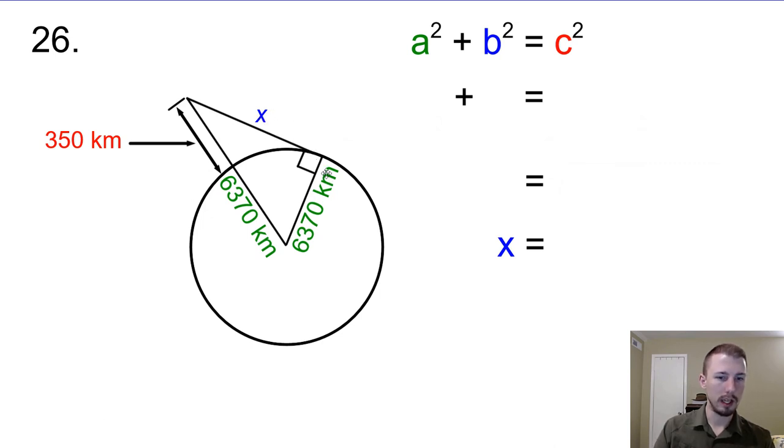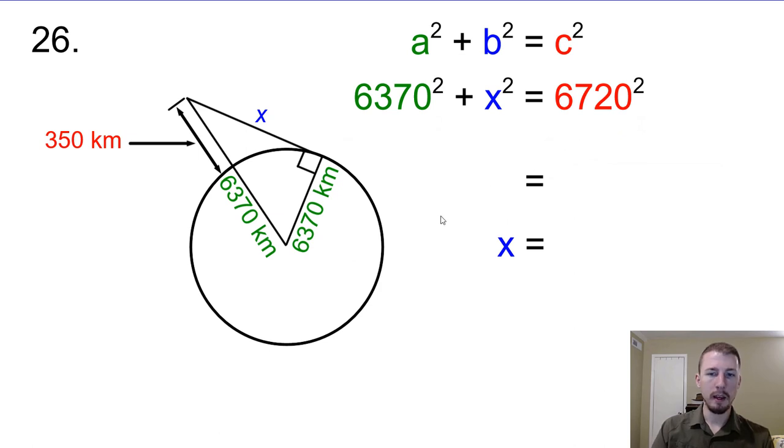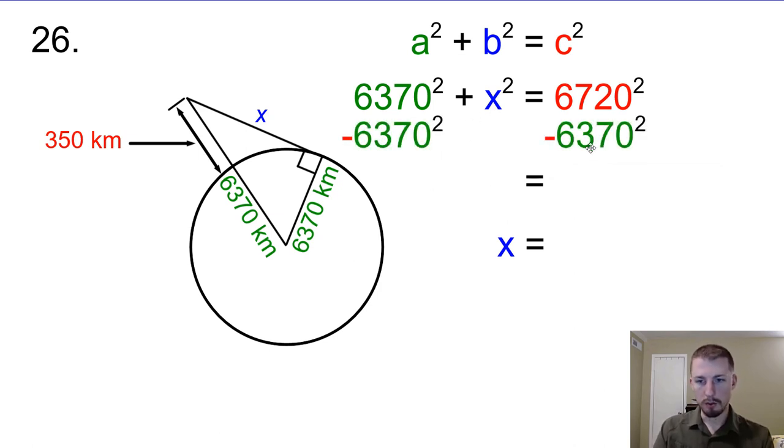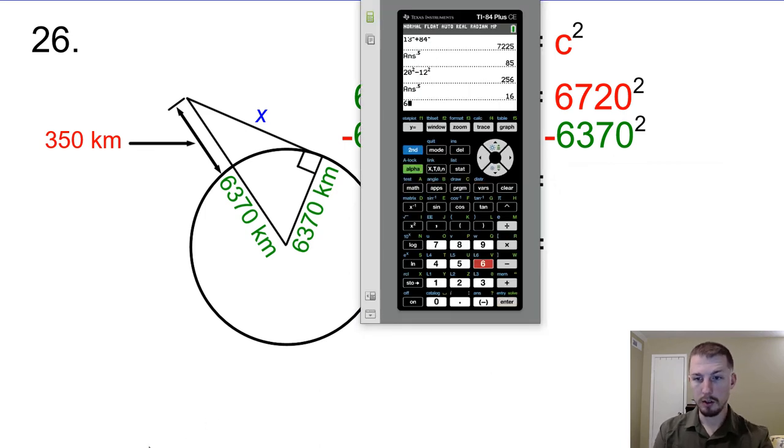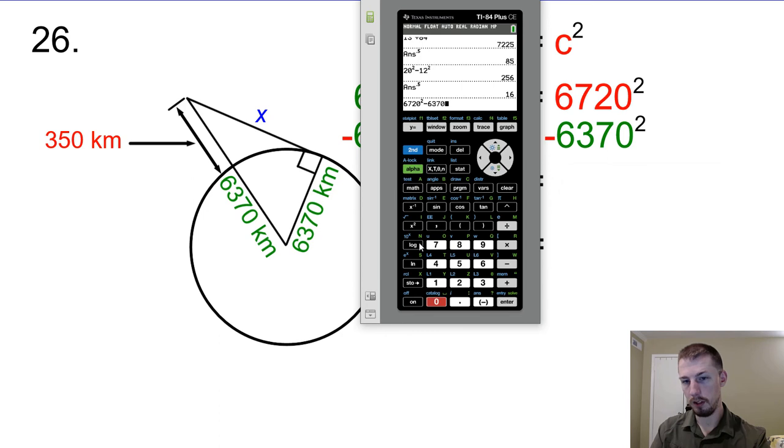So when we plug this in the calculator, small leg is going to be 6,370. Our other leg is x, and then we would add those two together, which would be 6,720. Okay, so basically we subtract this from both sides, so we get x squared is equal to the difference in those two. I'm just going to put it right in the calculator because it's going to be a big number. So 6,720 squared minus 6,370 squared, and that's going to give us that number.